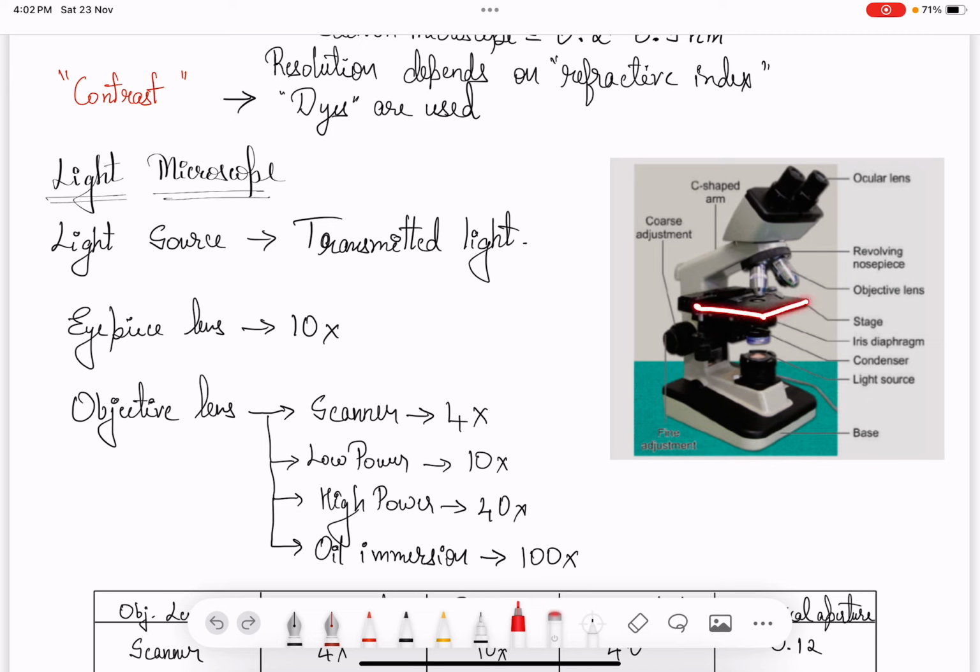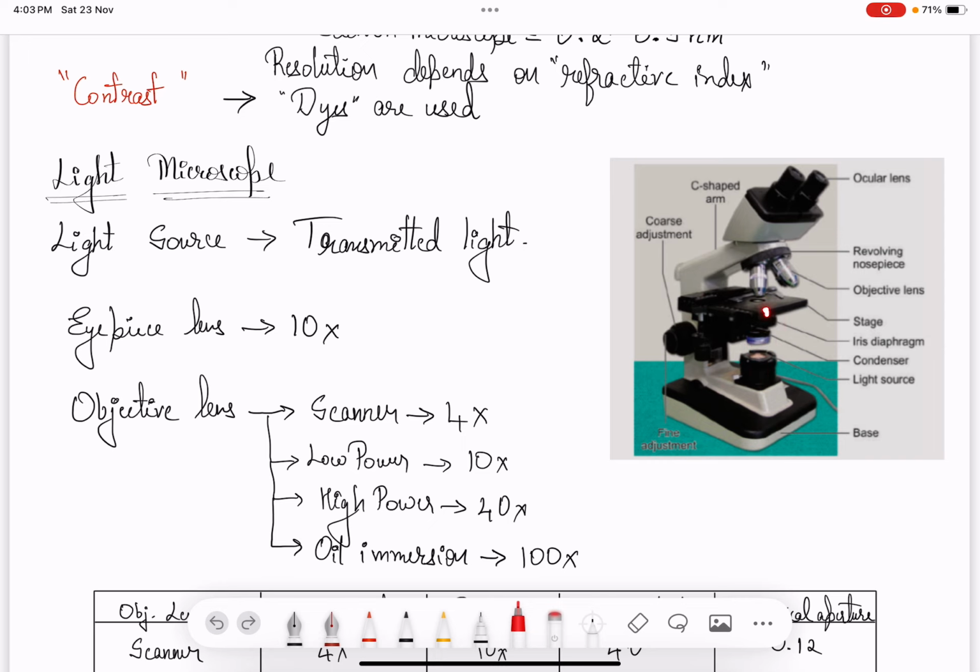Where is the specimen located? See, this is the stage. Stage is where the hero lies. Who is the hero? The specimen. Here you put the specimen. So this is the slide, this is the specimen, and this is the stage. So light passes from the light source into the condenser. The condenser focuses it into the specimen.